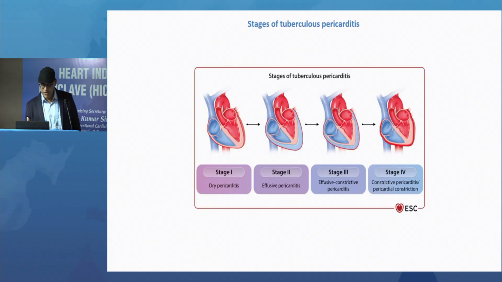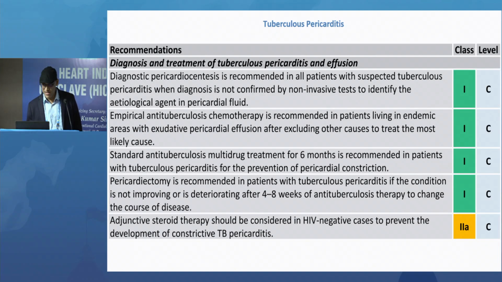Regarding tuberculous pericarditis, they have given this staging. Stage 1 is dry, stage 2 is effusive, stage 3 is effusive constrictive, and stage 4 is constrictive pericarditis or pericardial constriction. For treatment, diagnostic pericardiocentesis is recommended in all patients with suspected tuberculous pericarditis when diagnosis is not confirmed by non-invasive tests.